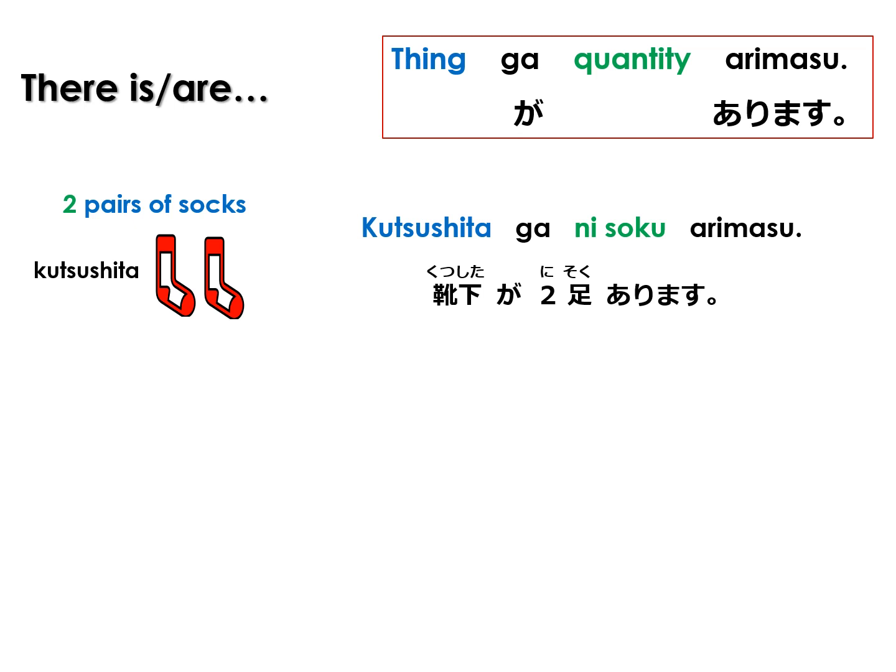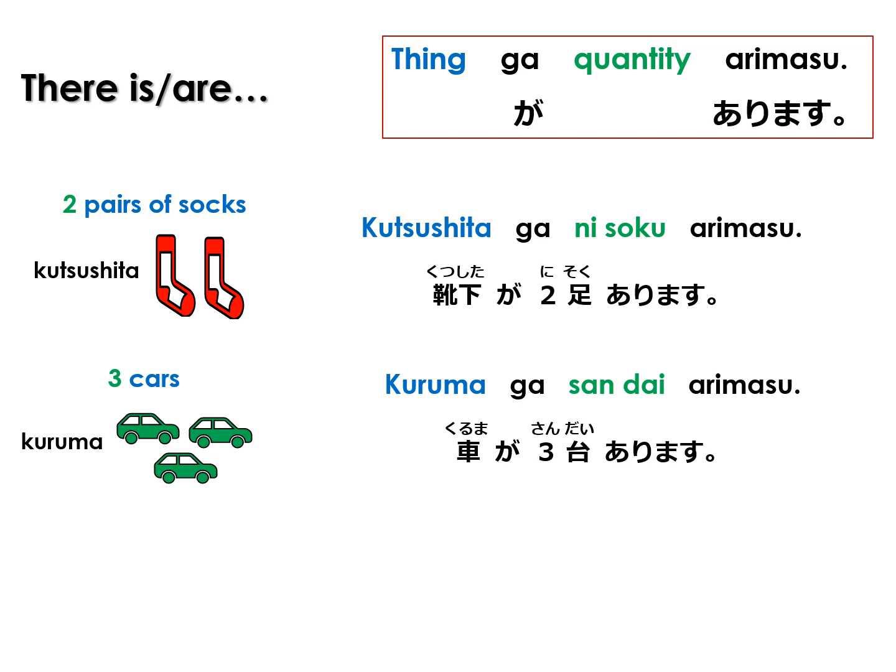If you remember in our lesson on counters, the counter for socks is soku. Literally, the whole sentence means there are 2 pairs of socks that exist. To say there are 3 cars, in Japanese we say, kuruma ga 3 dai arimasu. Dai is the counter for machines, including cars. Literally, it means there are 3 cars that exist.